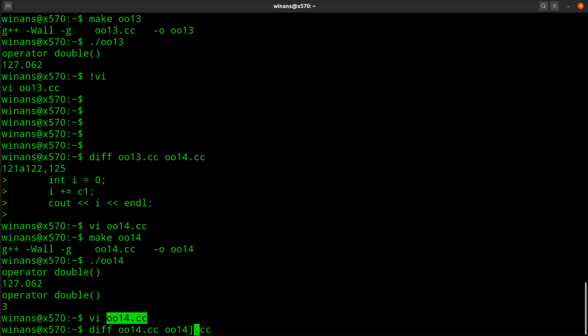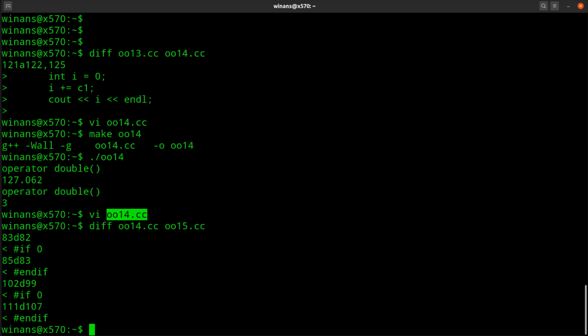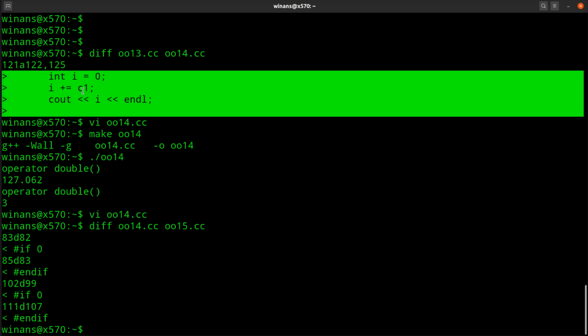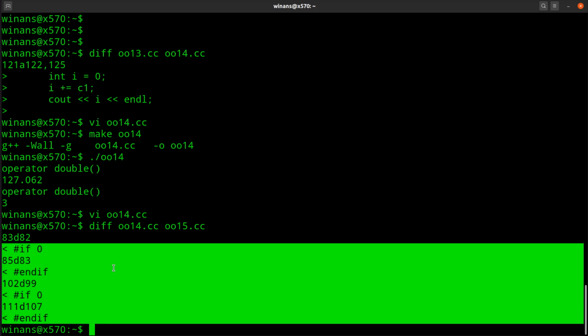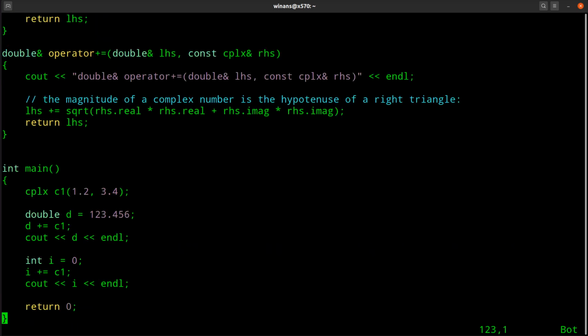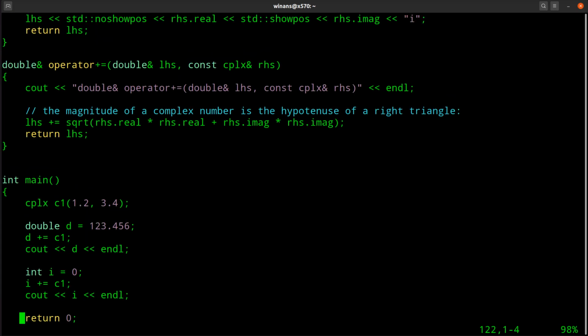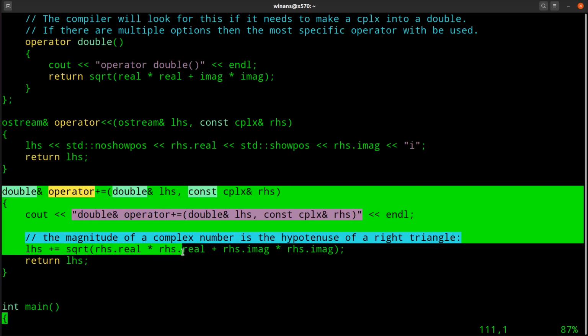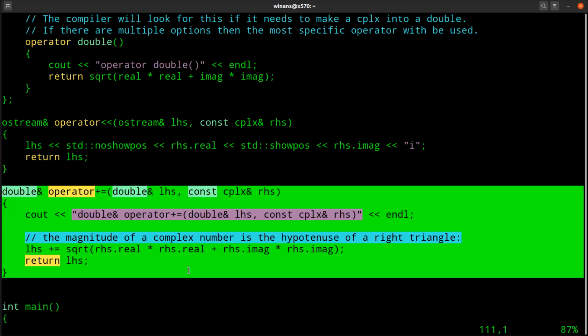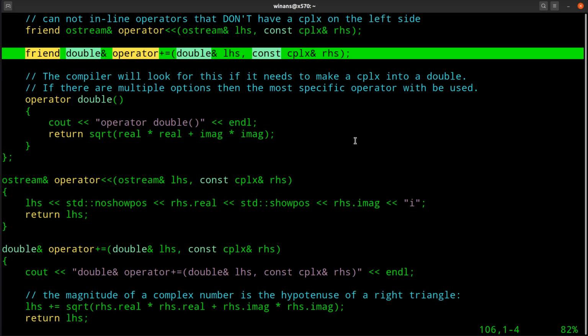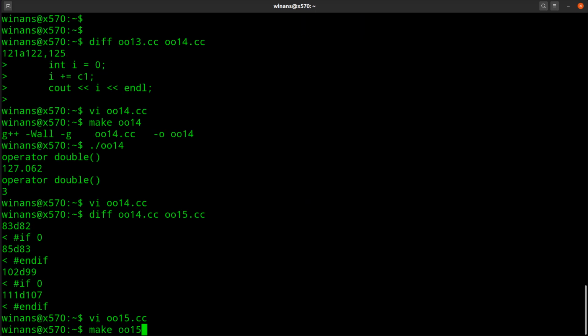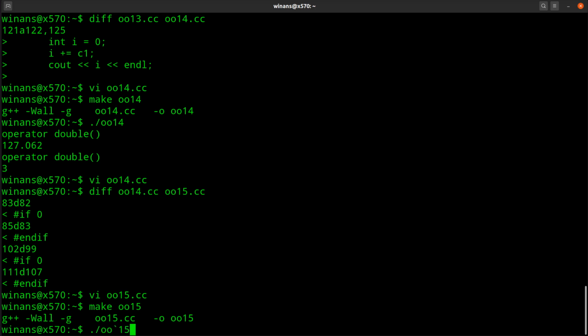Let's look at this next one. 14 versus 15. So the only difference between 14 and 15 now. Remember, in 14, I simply added the integer one. I want to try to add a complex to an int. In 15, I removed the if zeros. So let's take a closer look at 15. Nothing changed down here in main. The only difference here is the plus equals is no longer commented out. And the declaration of it being a friend up here is also no longer commented out. So let's compile this and run this one and see what's happening now.